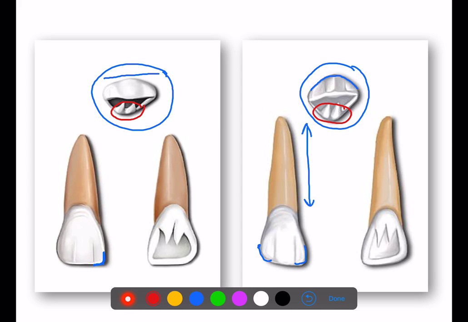And one more important thing is the root is blunt and cone shaped, whereas it is sharp and pointed in the maxillary lateral and slightly distally curved. Here you can see the root is straight, whereas in the maxillary lateral the root is slightly curved distally. So that is the main difference.